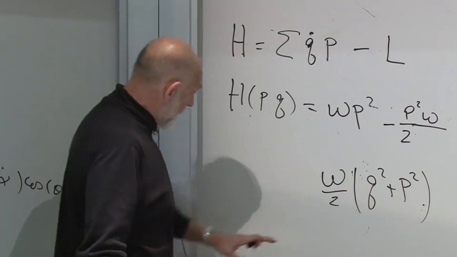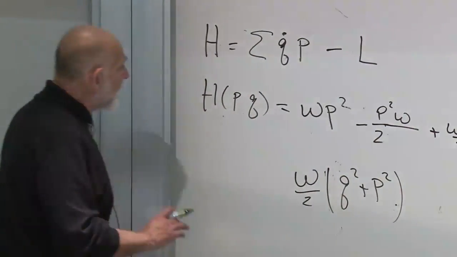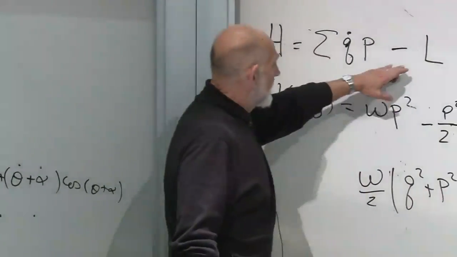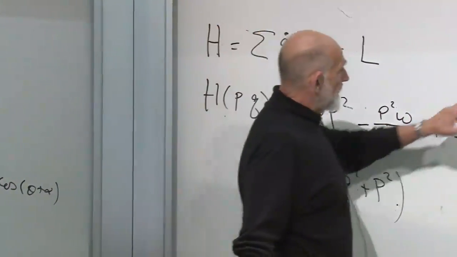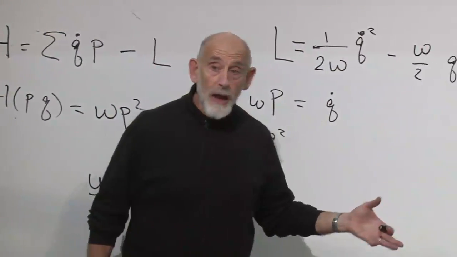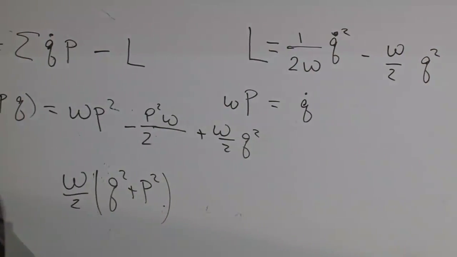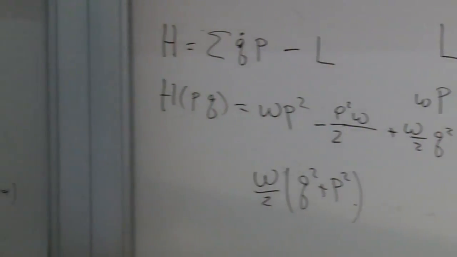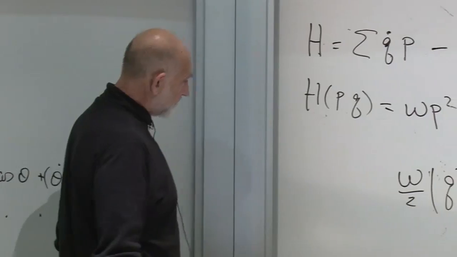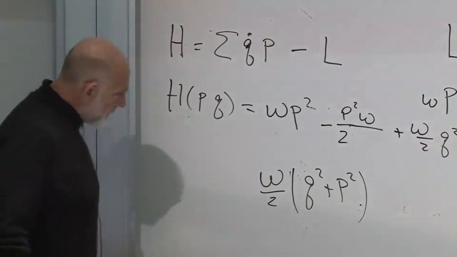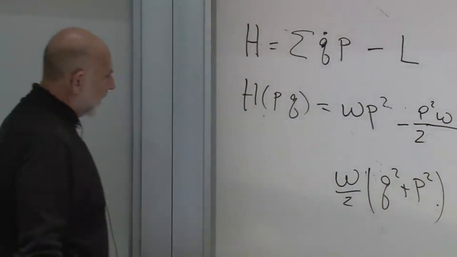All right, so that's the idea of a Hamiltonian. You write down q dot p minus L. It depends on q dots, but you get rid of the q dots by solving for them in terms of the p's. And now you have the Hamiltonian. Okay, let's think about this for a moment. This is kind of interesting.